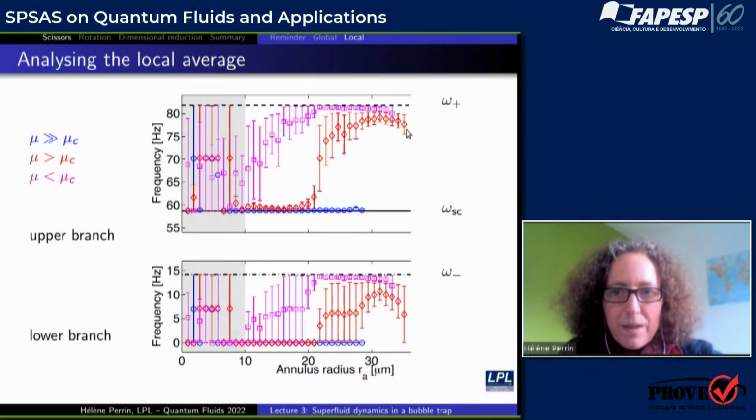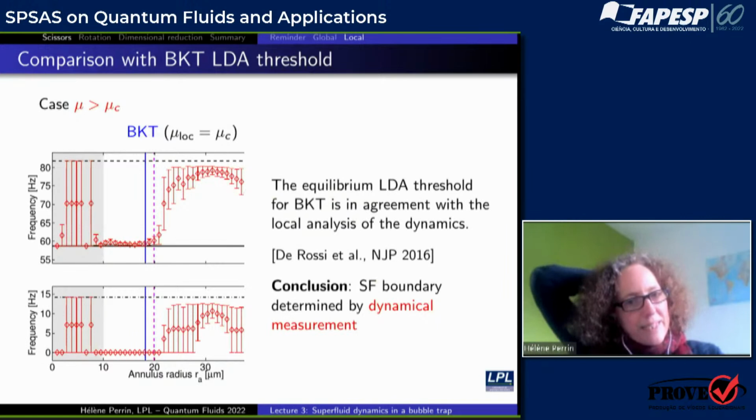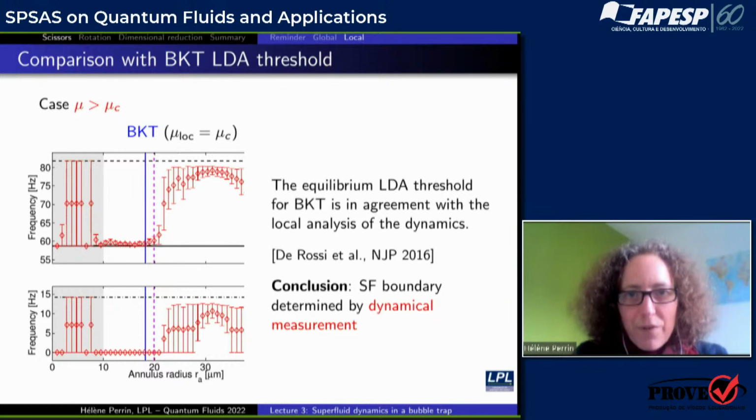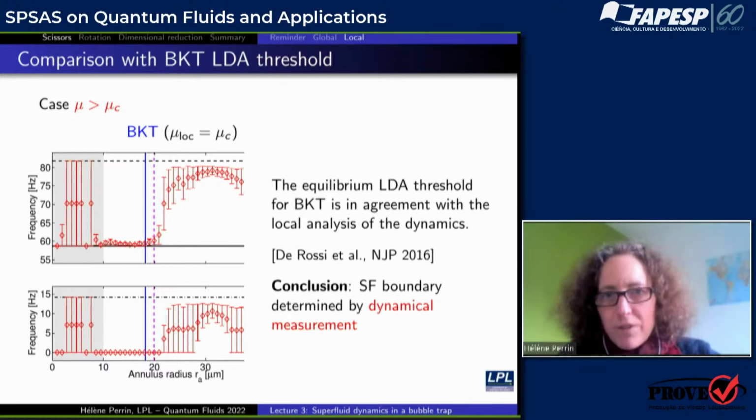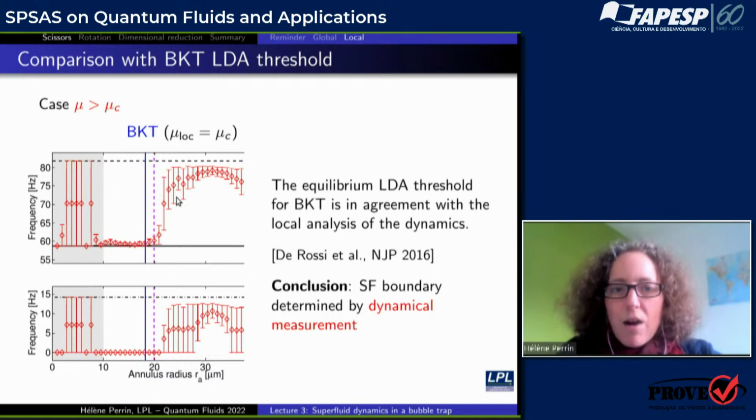So in summary, with this local analysis of the dynamics, we are able to identify the radius which splits the gas in two parts, with the central region, which is superfluid, and the outer region, the edges, which are still thermal. And this is just a dynamical criterion looking at the evolution with time of a quantity that is a signature of superfluidity, and not with arguments like the density is large enough, I expect to have a superfluid, and I believe it. And so we can still compare our observations with a prediction relying on the local density.